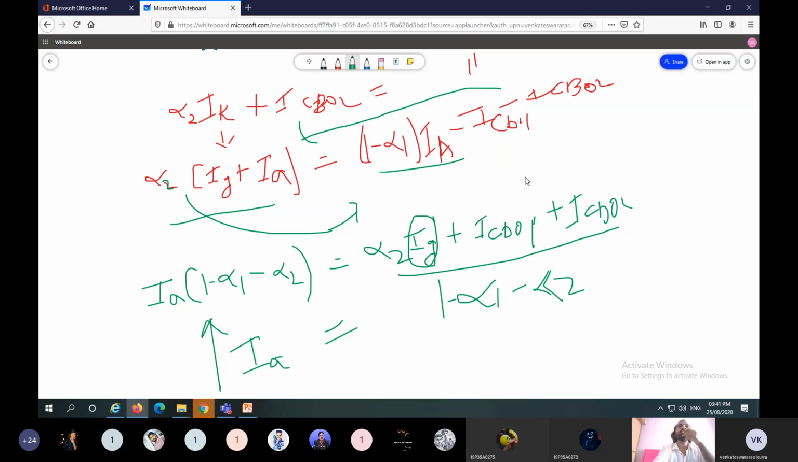Next method is with increasing ICB01 and ICB02 reverse leakage current. These reverse leakage currents are increased by increasing temperature. If temperature increases, these two currents increase. Whenever these two currents increase, IA increases. So this one is thermal triggering method and this one is gate triggering method. And this complete analysis is known as two transistor analysis of SCR. This one is also a very important question.